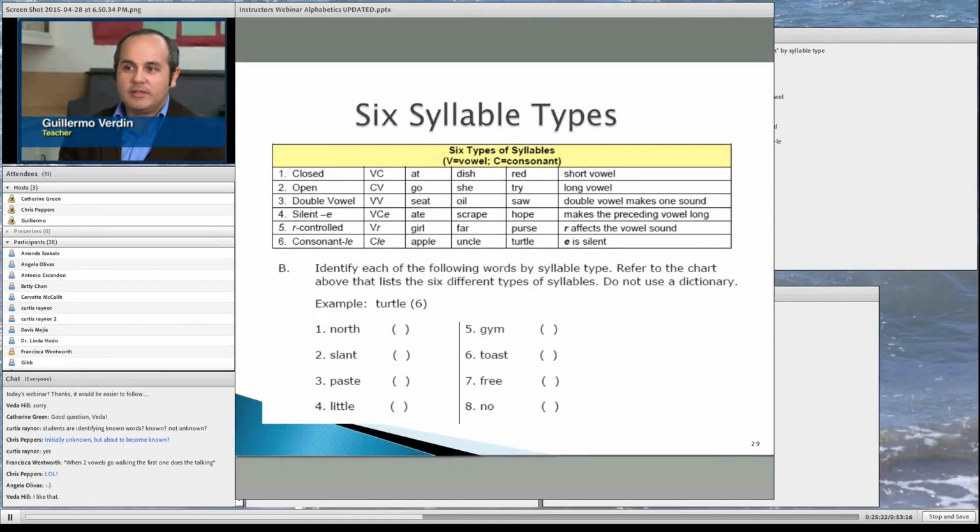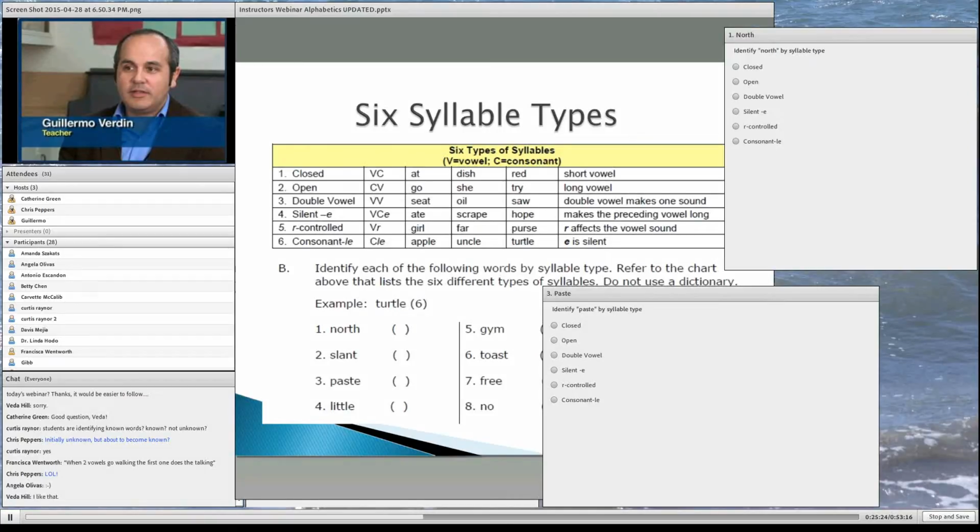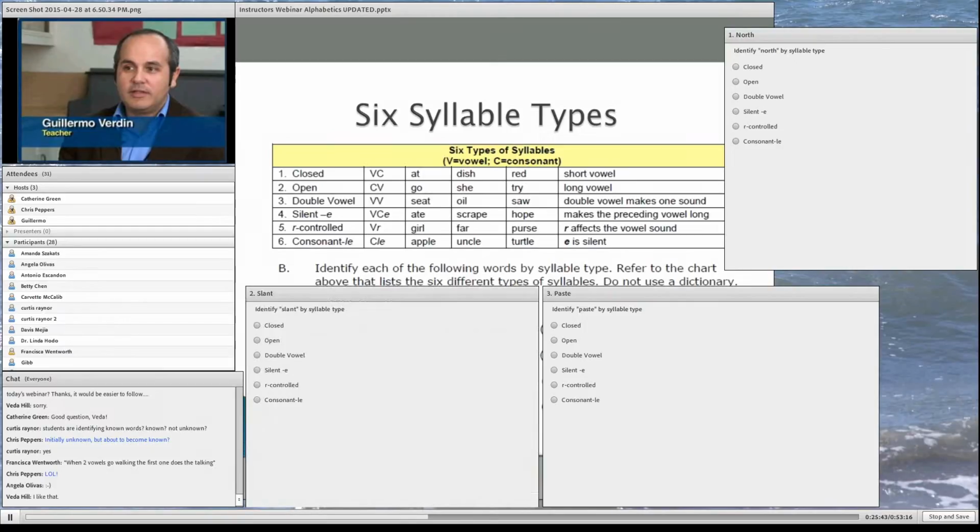I have the little table here to the left so you can see. Okay. Overwhelming response, the R controlled. Good. Yes, number one is the R controlled. Congrats. Let's go to number two, you guys.